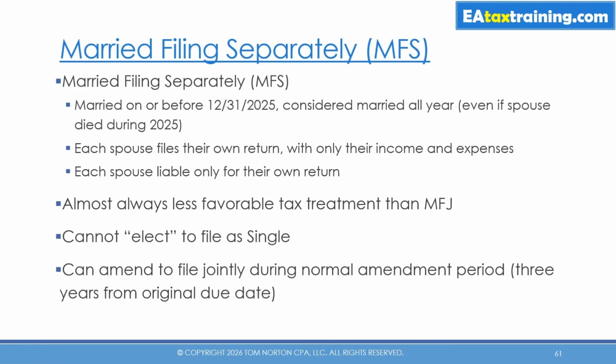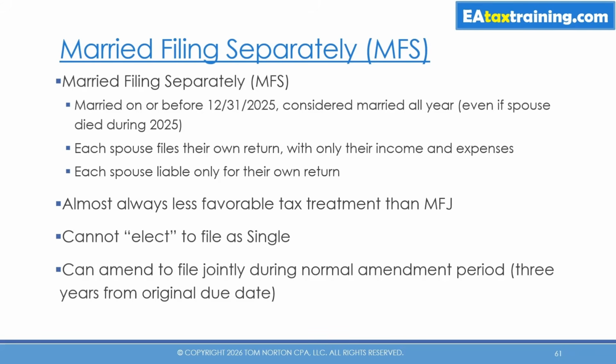So let's talk about married filing separately. You must again be married on or before December 31st. If you file married filing separately, each spouse files their own return with only their own income and expenses, and each spouse is liable only for the amount on their own return. As we said, this is almost always going to be less favorable tax treatment than married filing jointly. And very importantly, you cannot elect to file as single.